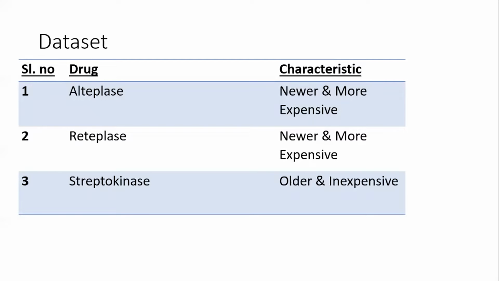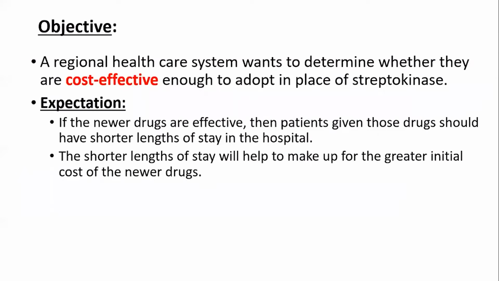In this data set, I have information about those patients who were given three different types of drugs. The first one being alteplase, second reteplase, and the third one being streptokinase. Alteplase and reteplase are the newer and more expensive drugs, while streptokinase is the older and inexpensive drug. We are interested in comparing the performance of alteplase and reteplase with that of streptokinase. We want to see whether the length of stay in the hospital is reduced when a person is administered the new drug as compared to being administered an older drug like streptokinase.